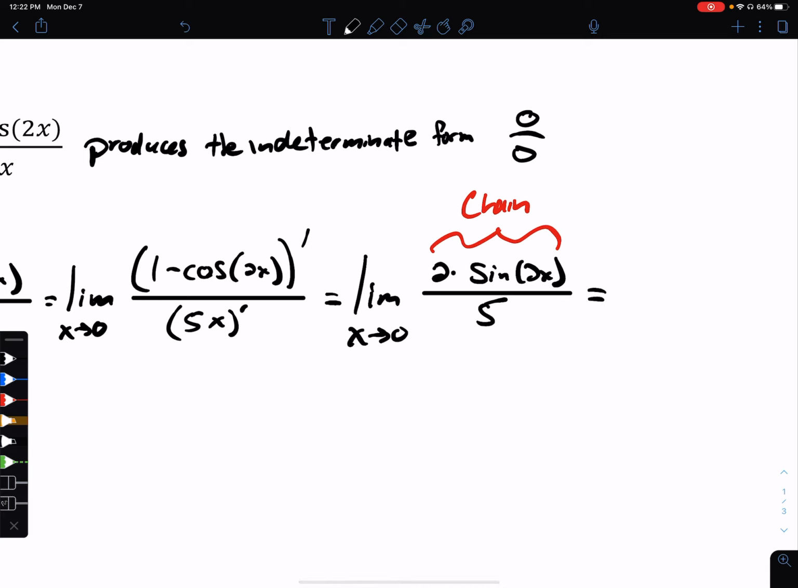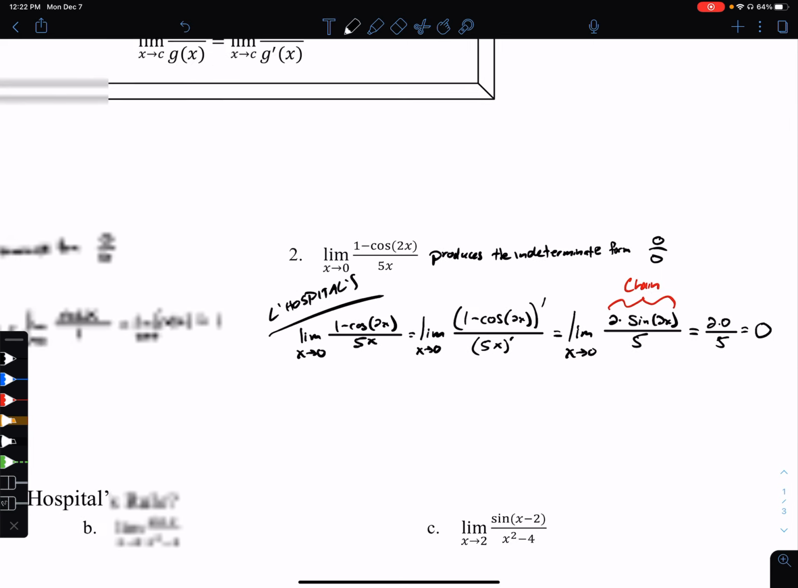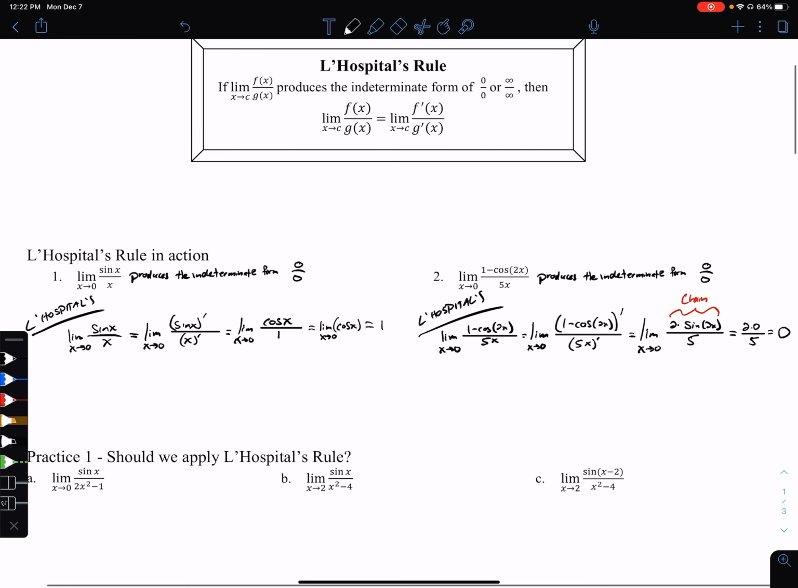To evaluate this limit, the bottom is clearly 5. There's no variable there. On the top, if I put a 0 in here for x, it's going to be sine of 2 times 0. 2 times 0 is 0. Sine of 0 is 0. So we're going to have 2 times 0 on the top. That's going to make this 0. So there is L'Hopital's rule in action.